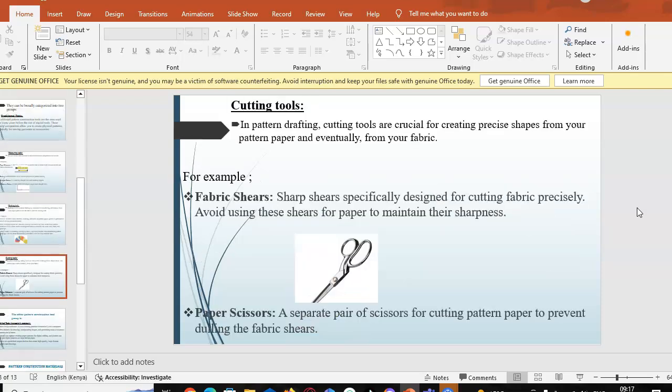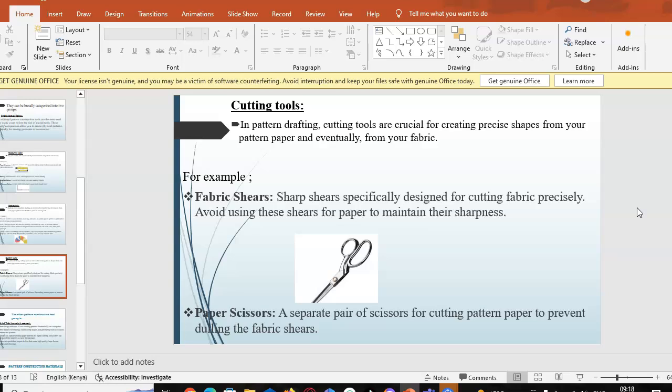All right, we also have another category, the third category, that is the cutting tools. In pattern construction or pattern drafting, cutting tools are crucial for creating precise shapes from your pattern paper and eventually from your fabric. We have, for example, the fabric shear. These are designed for cutting fabric precisely. So avoid using these shears for paper to maintain their sharpness. You don't use these shears to cut the paper because they're going to be blunt.